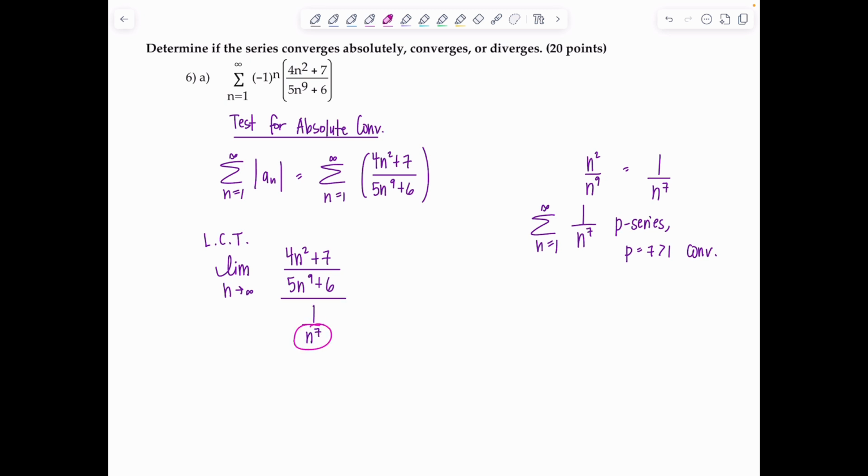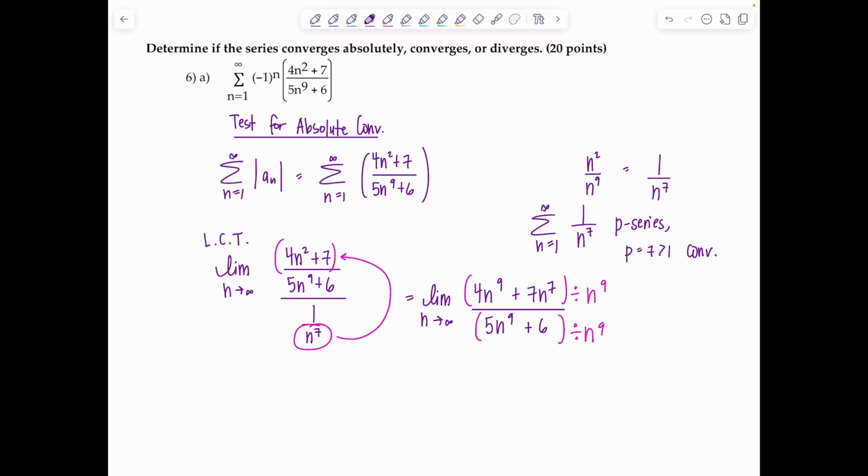So this is going to flip up here. I'll distribute it through all in one fell swoop. So this is the limit, n goes to infinity, of (4n to the 9th plus 7n to the 7th) over (5n to the 9th plus 6). And then to take this limit, nope, don't even think about L'Hopital's rule. Nope, no pre-calc shortcuts. You're not in pre-calc. We're going to divide by n to the 9th. Divide by n to the 9th. Highest power of n from the bottom, always.